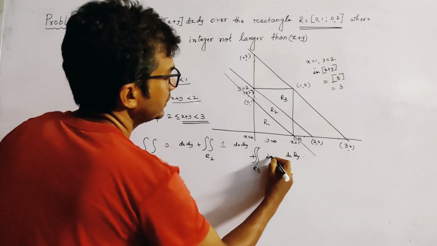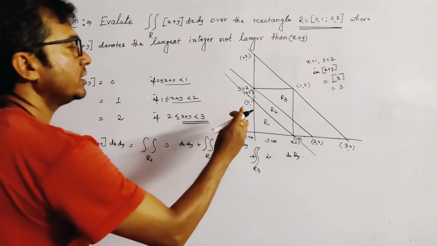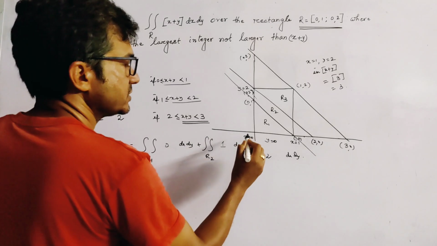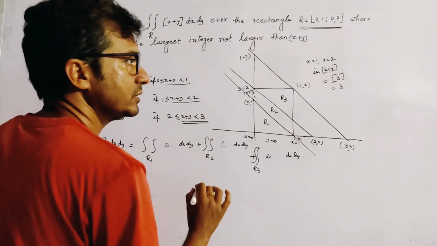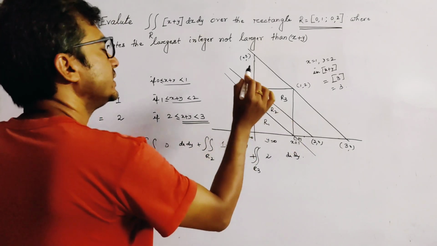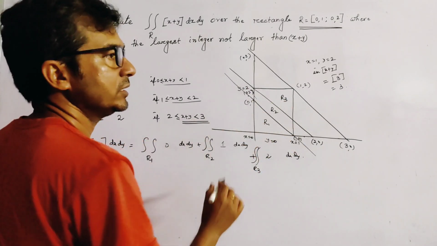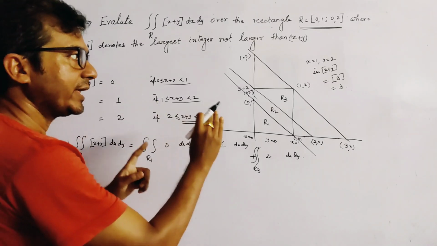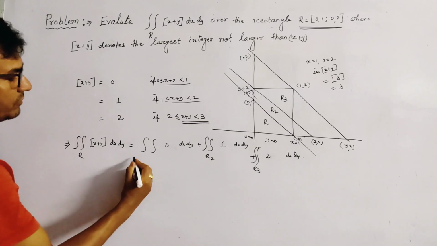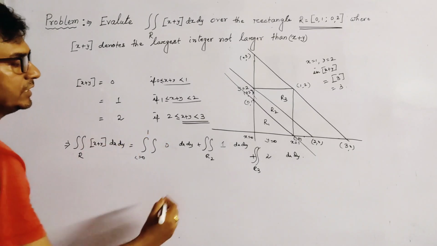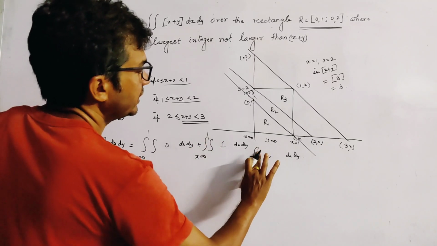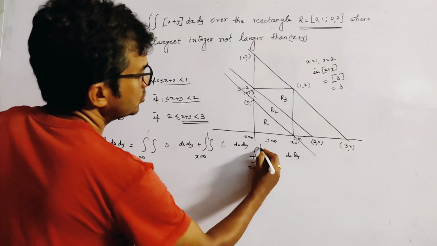Okay, now we set the first region R1. Here we see that the value of x is from 0 to 1, and in the second region also the value of x is from 0 to 1, and in the third region it is also 0 to 1. All the ranges of x in the three regions are 0 to 1. So we put x equal to 0 to 1 in the first, also in the second, and in the third integration also x equal to 0 to 1.